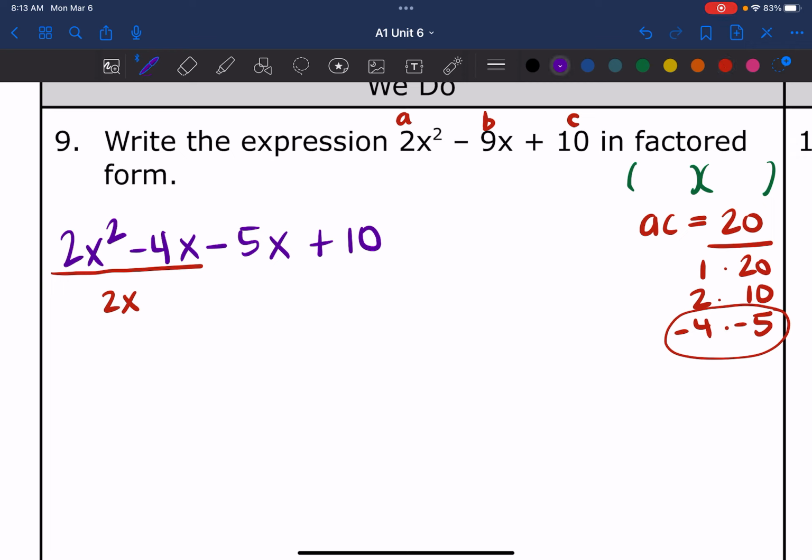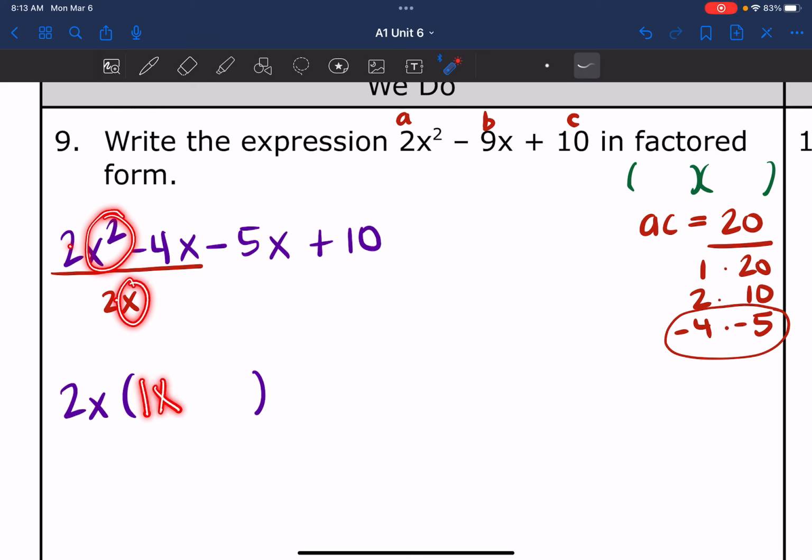So let's write down 2x, and then in parentheses, we're going to write down what happens when we divide. 2 divided by 2 is 1, and then x squared divided by x is x. So that should be a 1x, but we don't really write that one, so I'm just going to write the x. Then here, -4 divided by 2 is -2. And x divided by x, they cancel each other out.